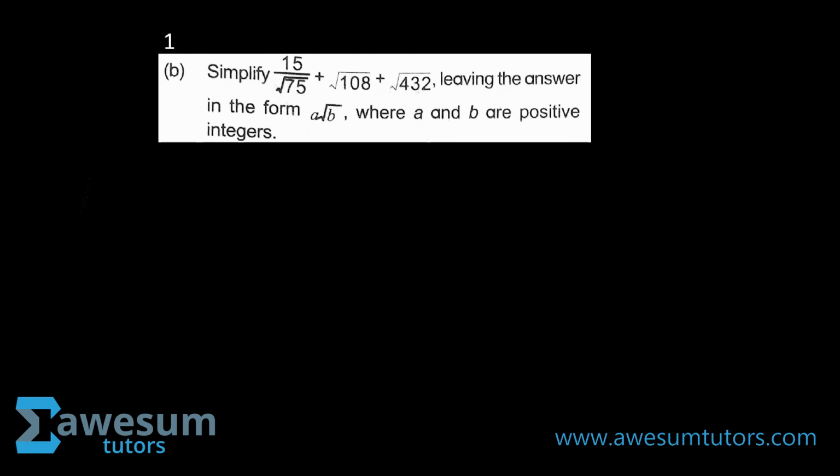Today, we're going to be looking at question 1B of the WASSCE 2019 Mathematics Theory past question. The question says to simplify 15 over root 75 plus root 108 plus root 432, leaving the answer in the form a root b, where a and b are positive integers.